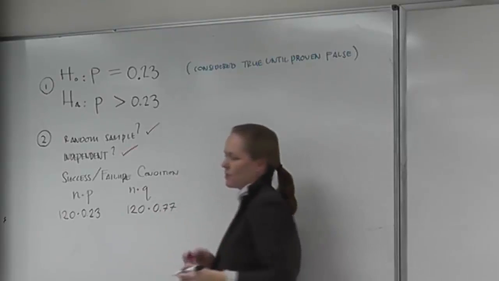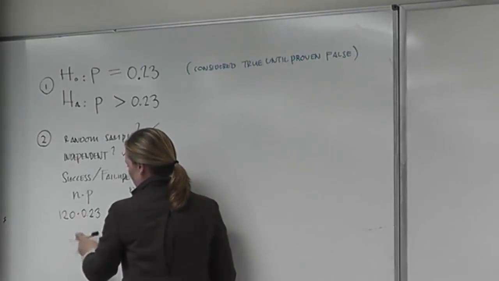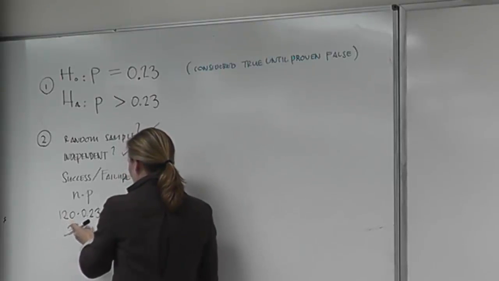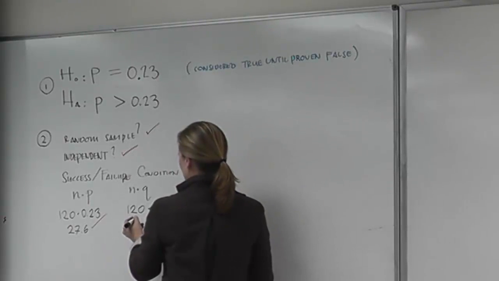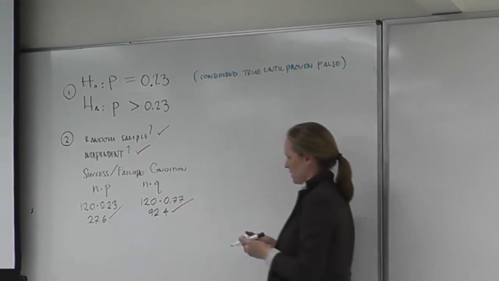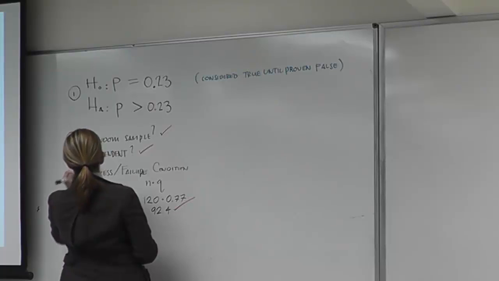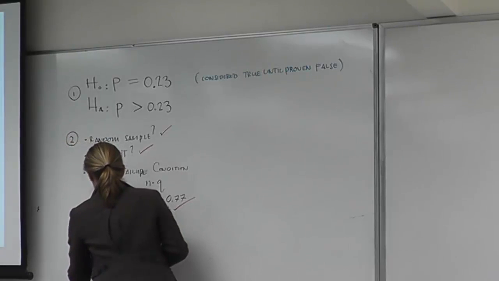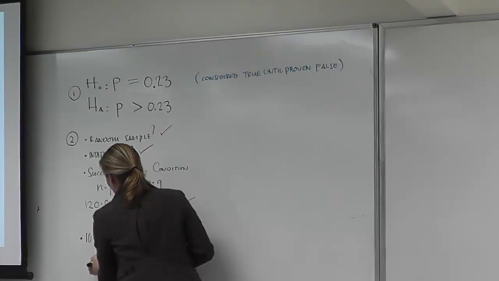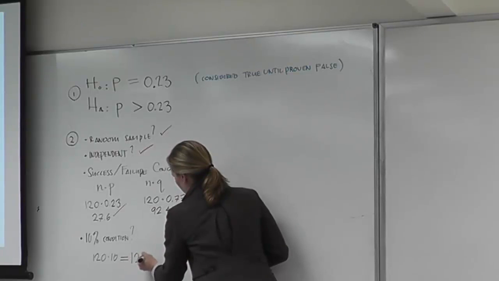Now, I can look at these right now and know that 23% of 120 is well above 10. But just to have a complete set of notes, what is this product? 27.6. So clearly 10 or bigger. And 92.4. My last one is the 10% condition. So I guess these can have bullets here, or four checks. So 120 times 10 gives us what? 1,200. 1,200 crashes.